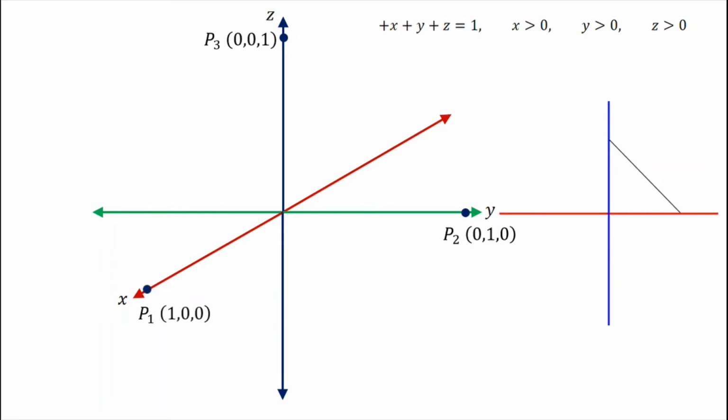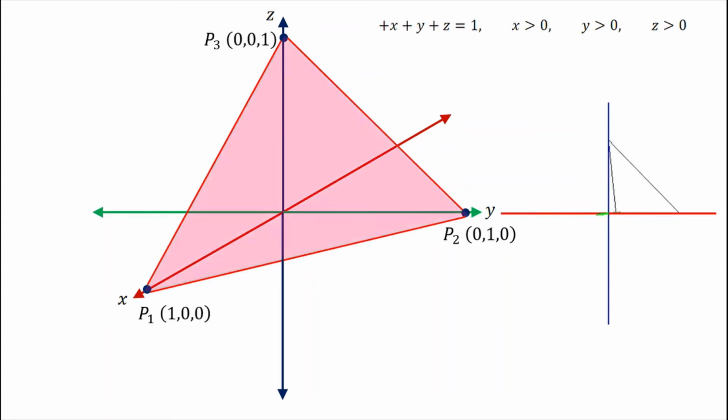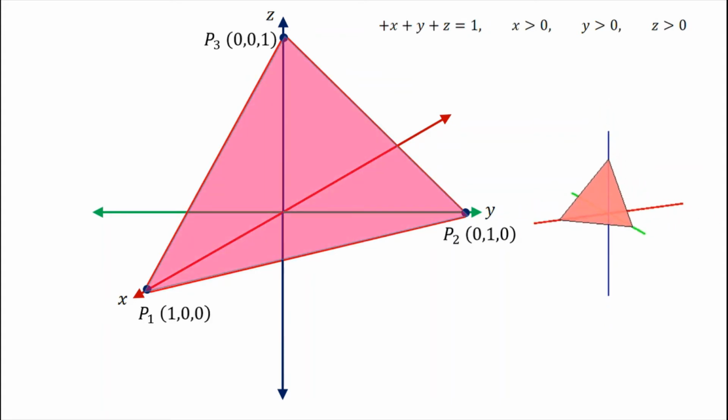The surface is defined by 3 points: P1 (1, 0, 0), which lies on the positive x-axis, P2 (0, 1, 0), which lies on the positive y-axis, and P3 (0, 0, 1), which lies on the positive z-axis. By connecting a line between each 2 points, the surface shape is an equilateral triangle. Note that the lines must not exceed the range of the first octant, which means the surface area is limited to the equilateral triangle only.